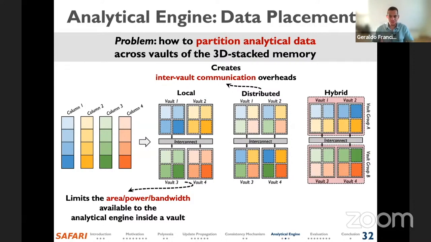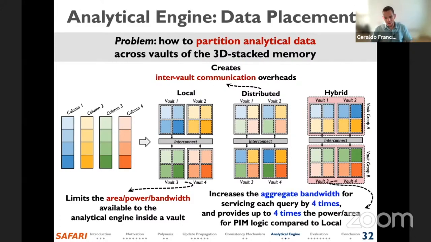Third, we propose a hybrid approach. This hybrid approach creates groups of vaults, which we call vault groups, and places the columns across a single vault group. This approach increases the available bandwidth, area, and power compared to the local approach and reduces inter-vault communication overheads compared to the distributed approach.